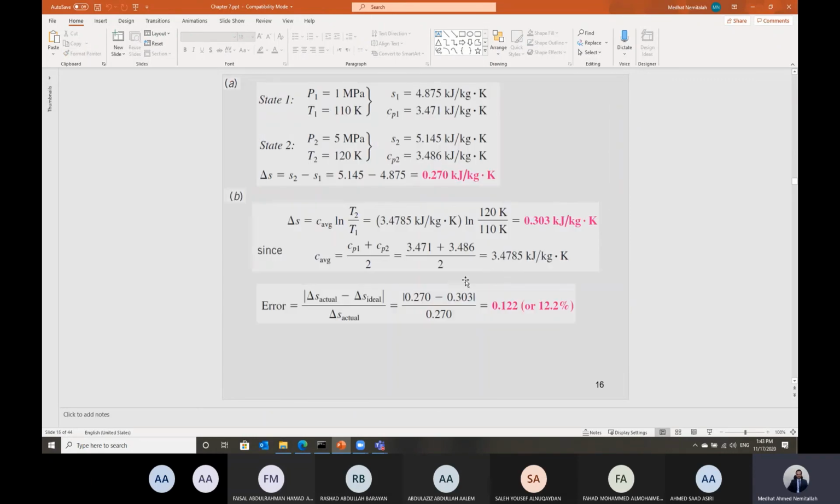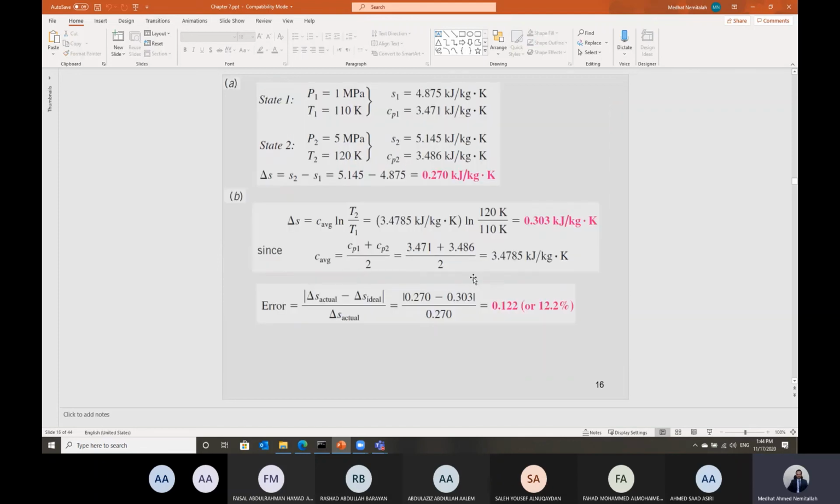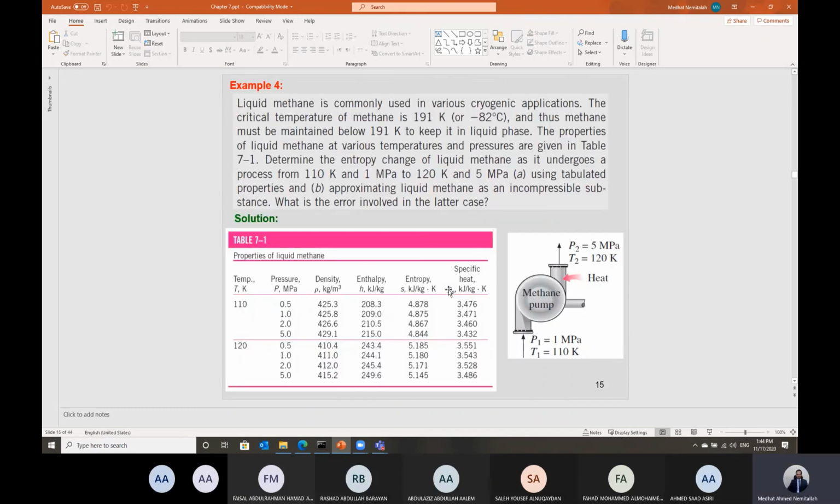You have two options to calculate C average. Here in this table, he gives you the specific heat, Cp1, at temperature T1 and pressure 1 megapascal. And we have Cp2 at temperature 120 and pressure 5 megapascal. To get the average specific heat, we can just say Cp1 plus Cp2 divided by 2, and then we can get this value. The other option is what, guys? Because in this very special case problem, we have a table that will not be available anymore.